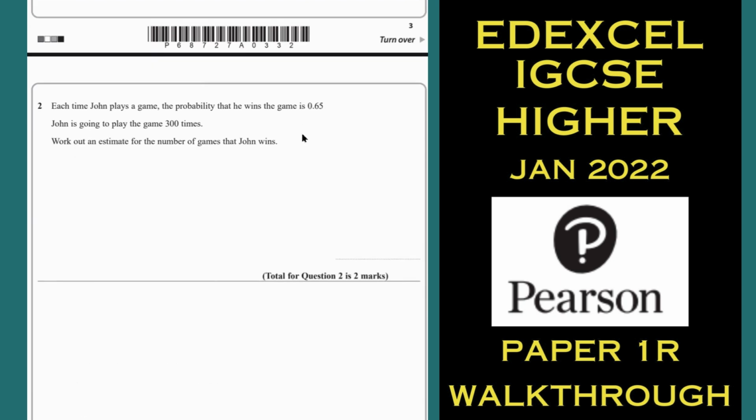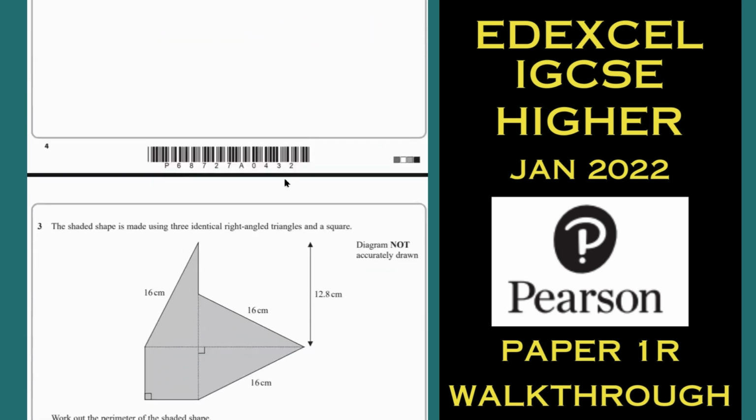Number 2. As easy as it gets, really. Pick up your calculator. If the probability of winning a game is 0.65 and you do it 300 times, your best estimate, or guesstimate, whatever, is times those two. You do 300 times 0.65 for an easy couple of marks.